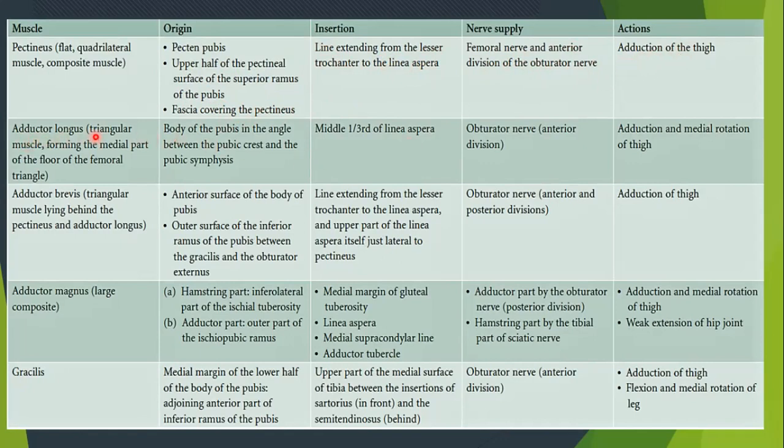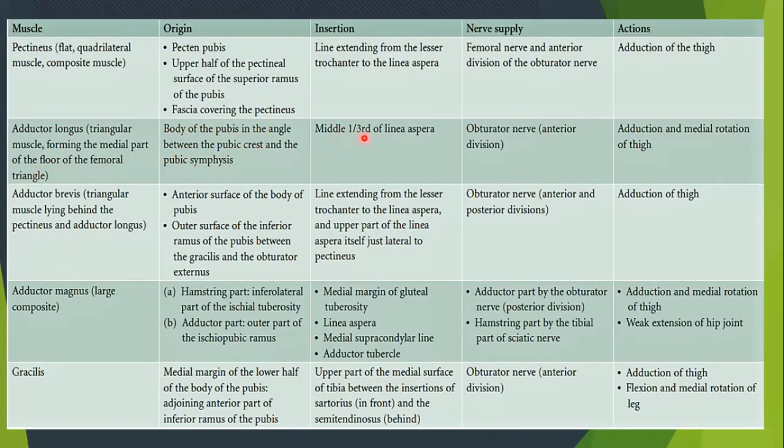Adductor longus. It is a triangular muscle. It has a rounded tendon. It usually forms the medial part of the floor of the femoral triangle, and remember, it also forms the medial boundary of the femoral triangle. It originates from the body of the pubis in the angle between the pubic crest and the pubic symphysis. We will see that in a few.